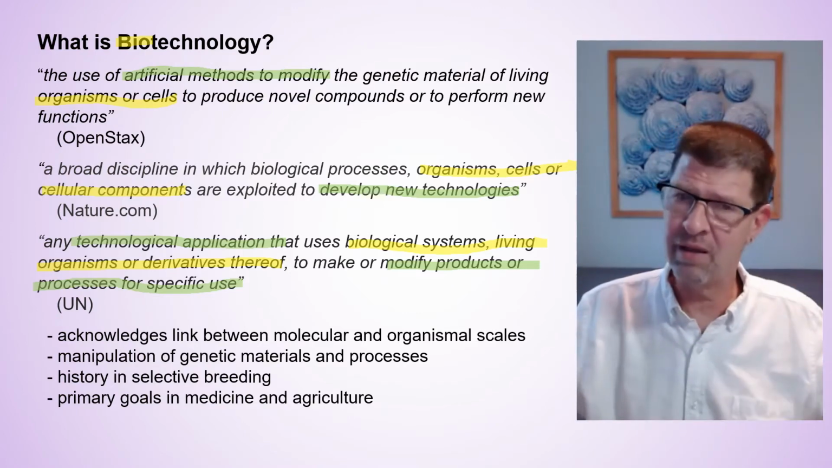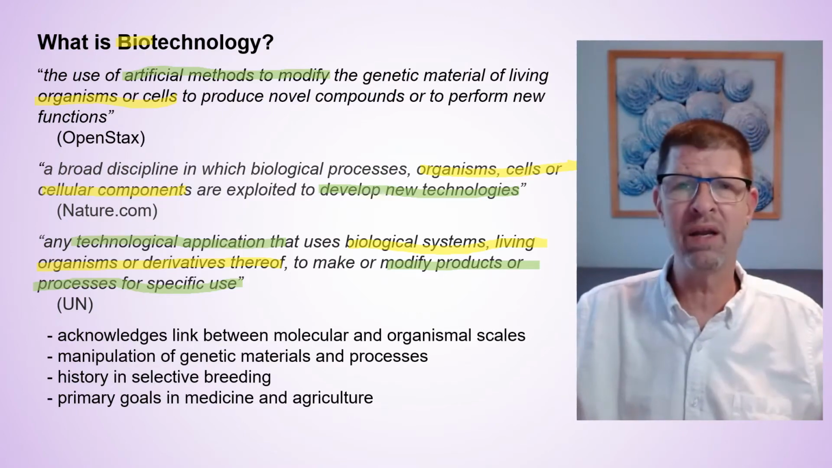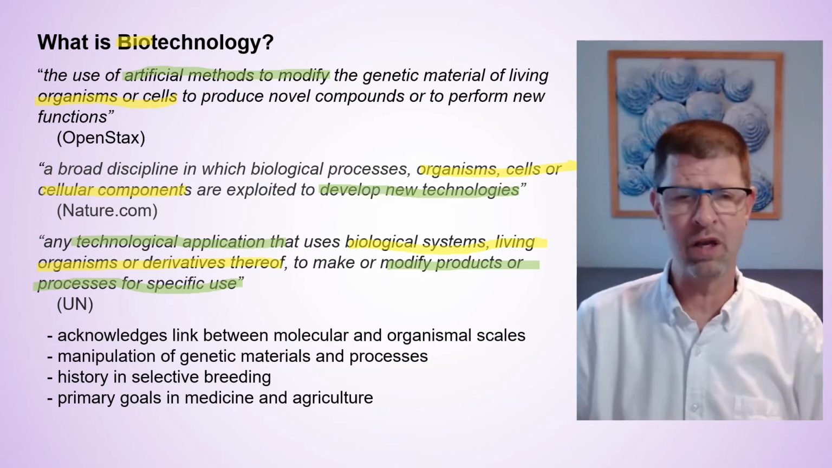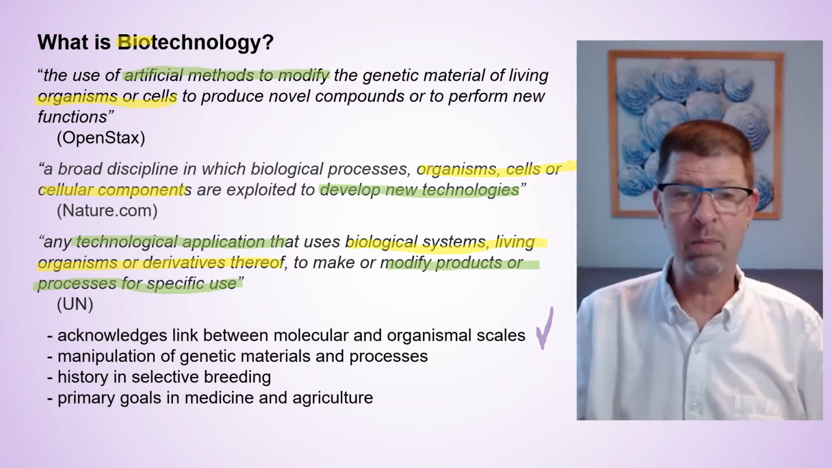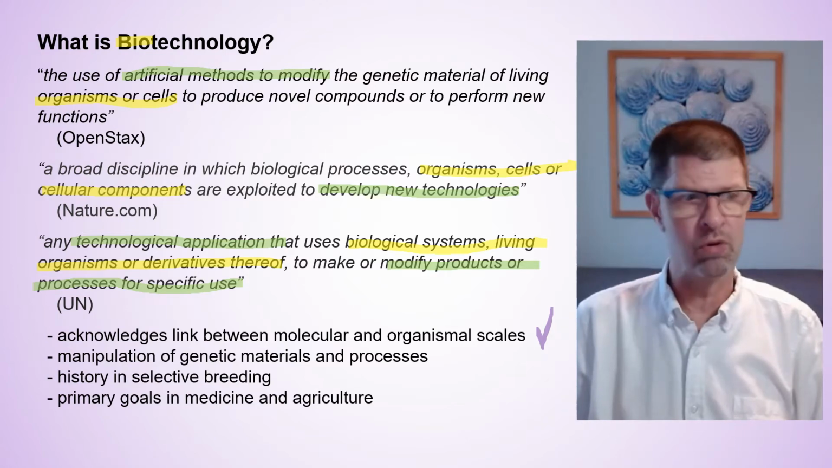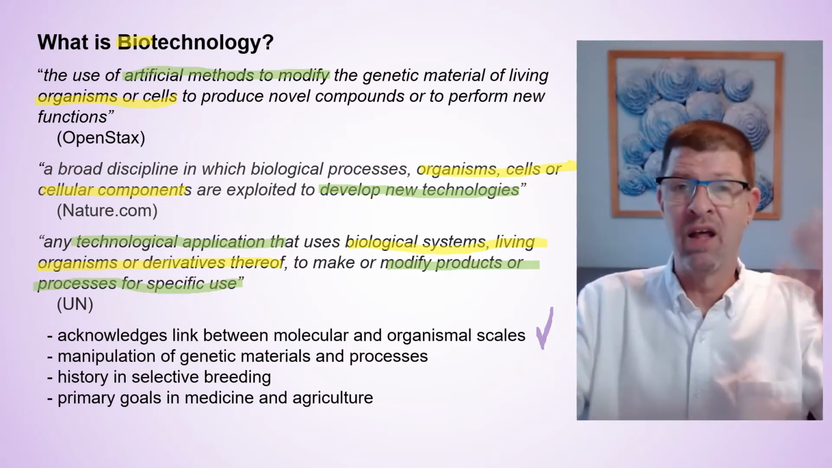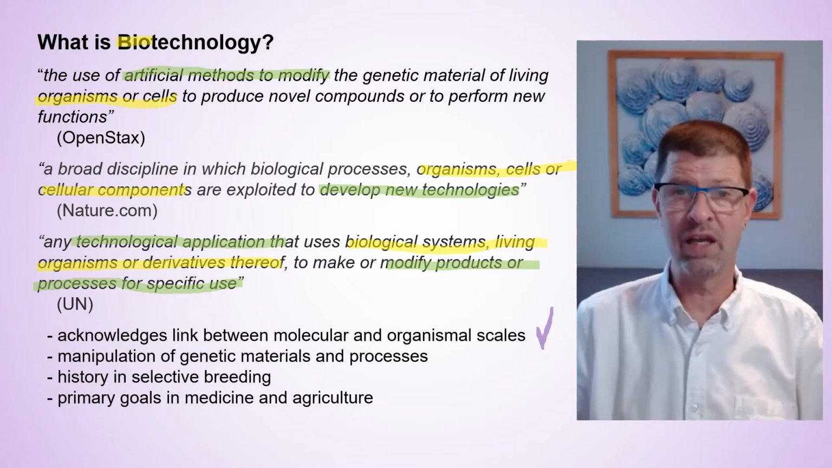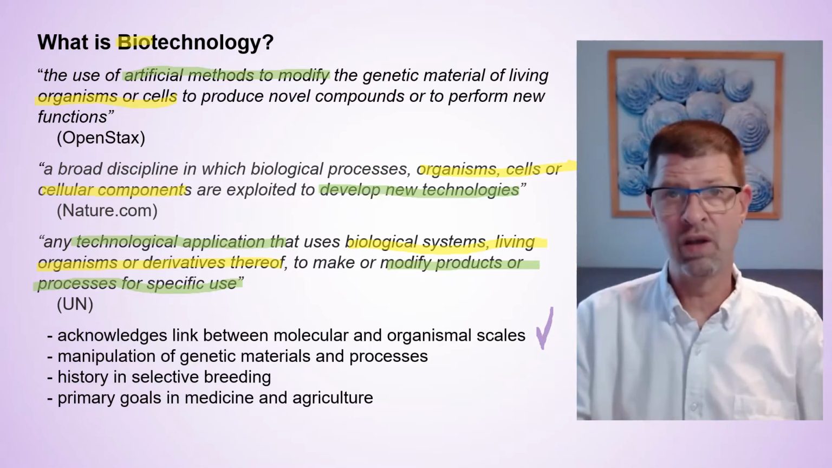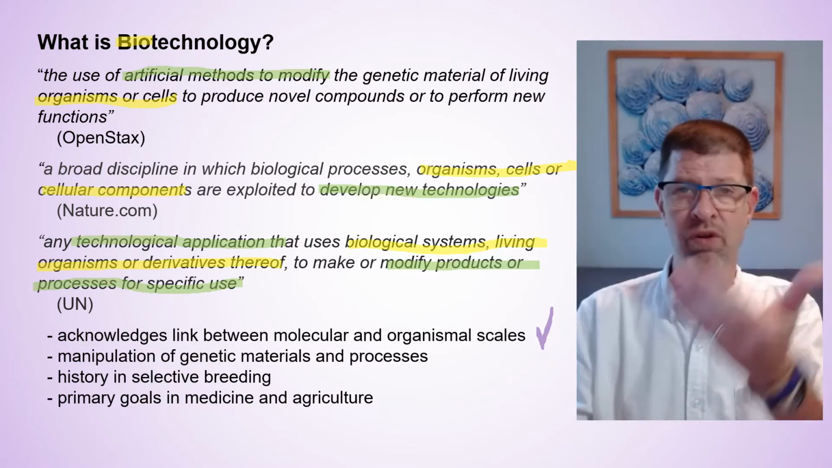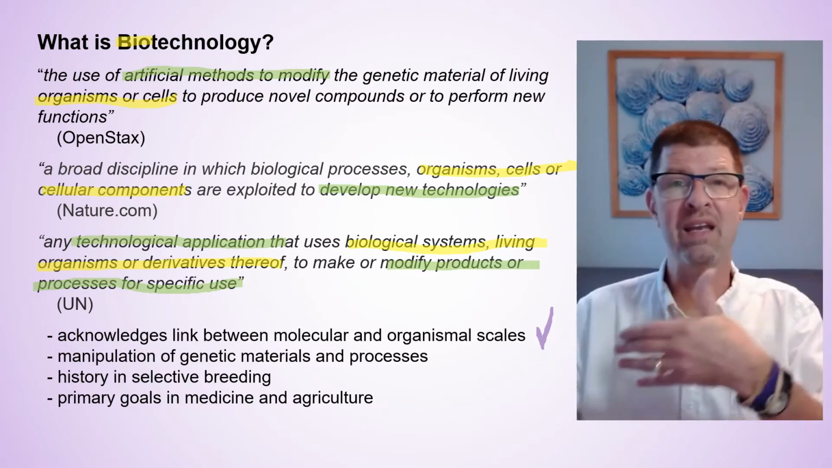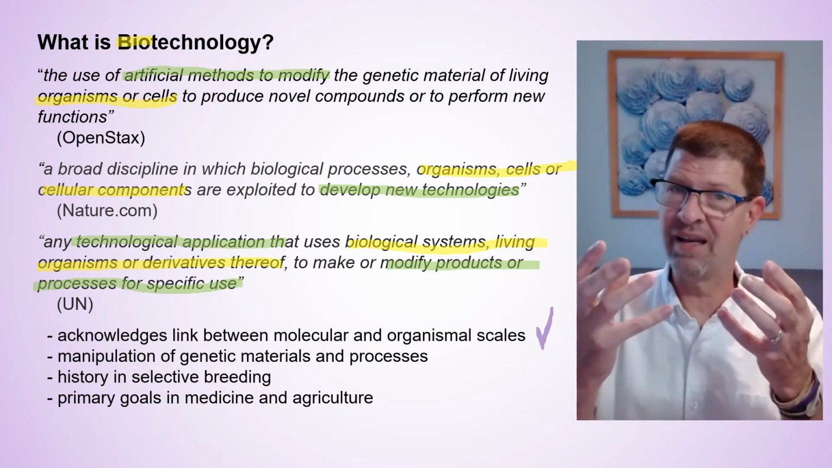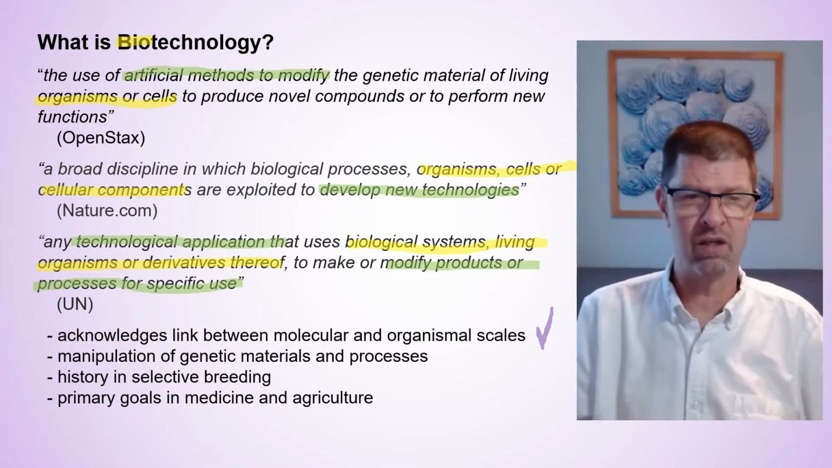So it's a big category to talk about, and people look at it in all kinds of different ways. A couple of important points about it down below. It acknowledges the link between molecular and organismal scales. Obviously, the central dogma of molecular genetics says we get traits by having DNA, and it goes through these steps and gets made into traits. So if we can manipulate the DNA, we can get different traits. That is a foundational concept of biotechnology.